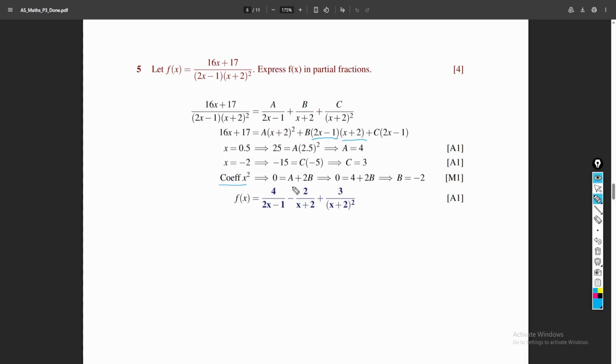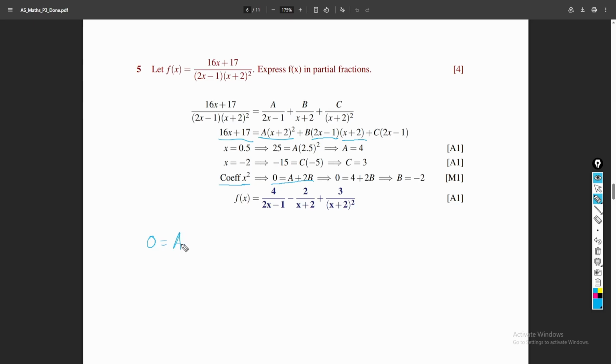We have the coefficient of x squared. So over here the method used is that they take the coefficient of x squared. If we expand this, we only check the coefficient of x squared. So over here there is no x squared, right? So the coefficient of x squared on the left part is 0, and over here if we expand, we will have x squared here, right?